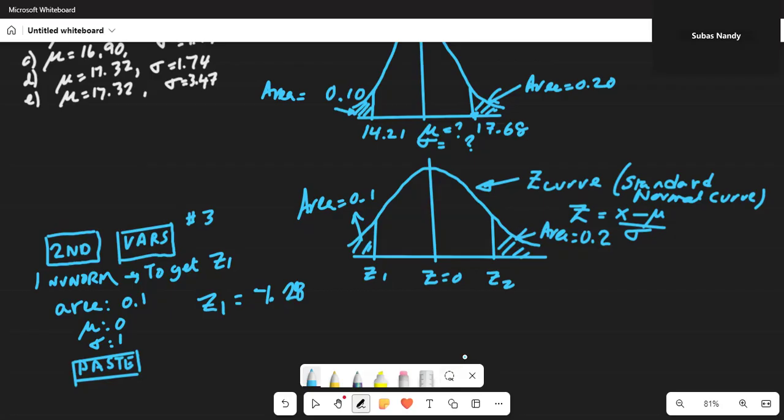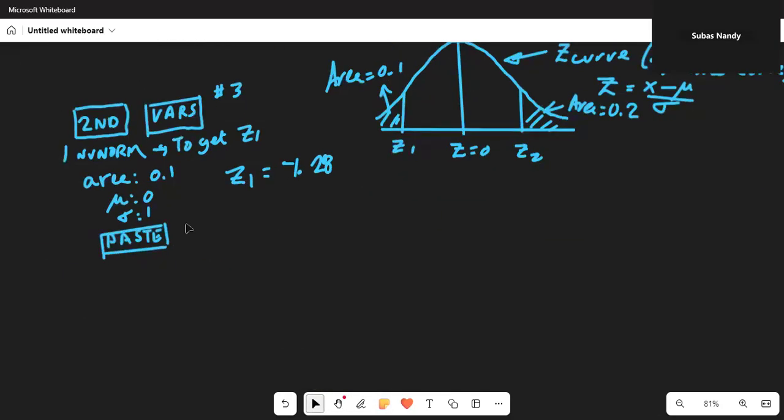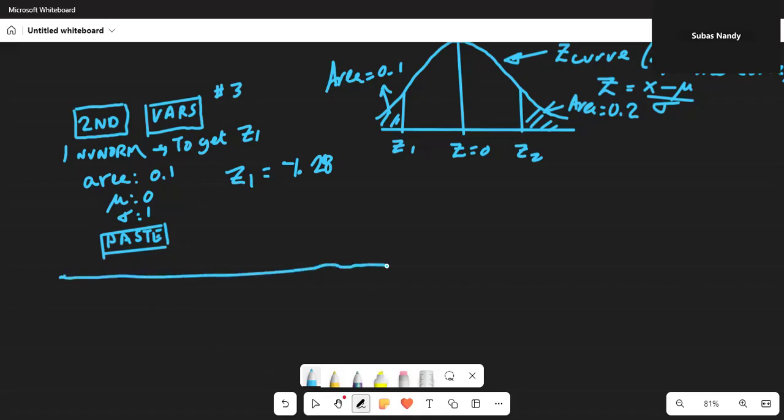We will repeat the process for Z2. For Z2, the area under Z2 is 0.8. That is what we have to plug in the calculator to find Z2. Always the area on the left of Z2, or the left of the unknown Z. So let me draw a line over here, to find Z2.